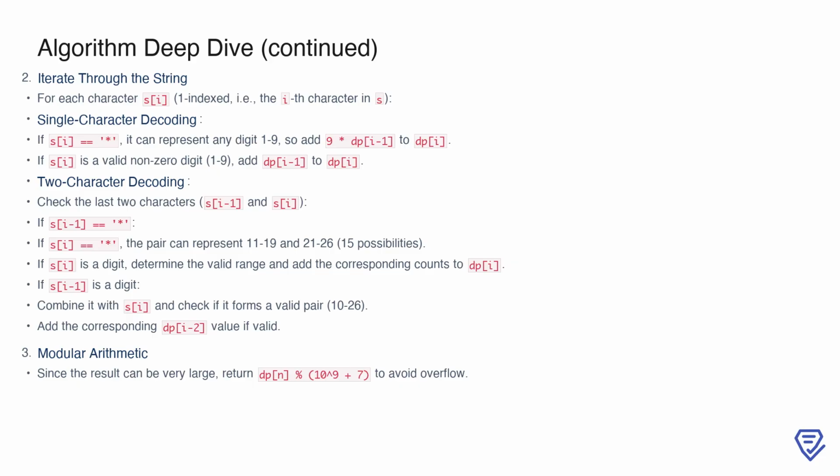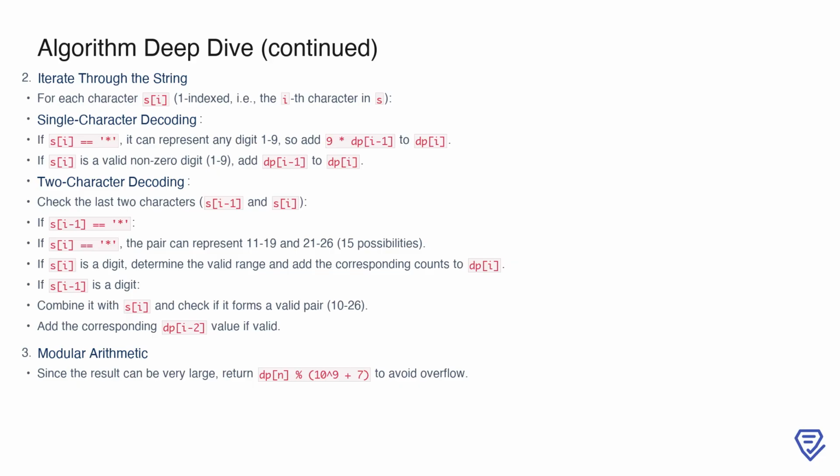For single character decoding, if the current character s[i] is an asterisk, it can represent any digit from 1 to 9, so we add 9 * dp[i-1] to dp[i]. If s[i] is a valid digit between 1 and 9, we simply add dp[i-1] to dp[i]. For two-character decoding, we consider the pair formed by s[i-1] and s[i].